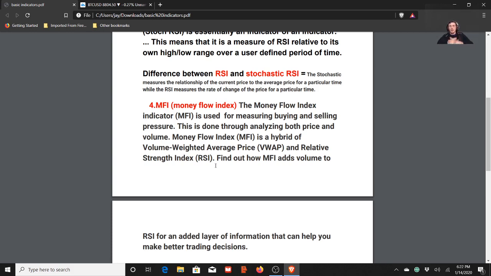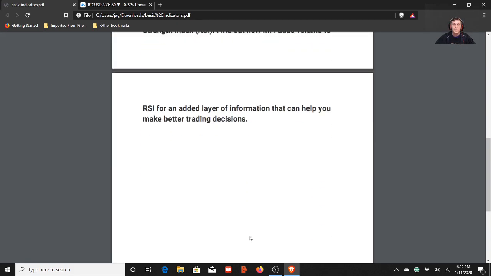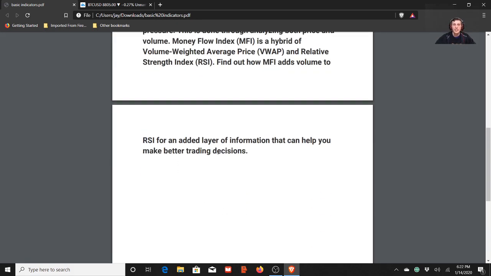Okay. Again, my script has the VWAP coded in there, and it has the money flow indicator coded in there. It has stochastic, has regular RSI coded in there, has momentum waves coded, it has MACD. And it has all that stuff in the background there. So everything that we're going over, we have a script that does all of it. You can use the RSI for an added layer of information that can help you make better trading decisions.